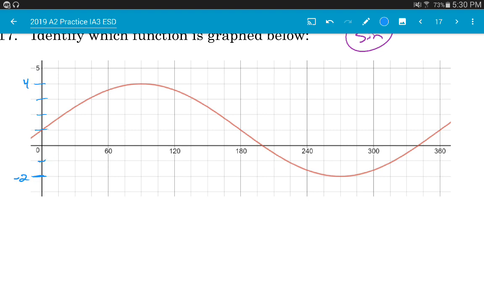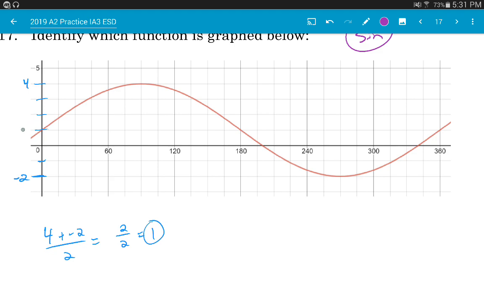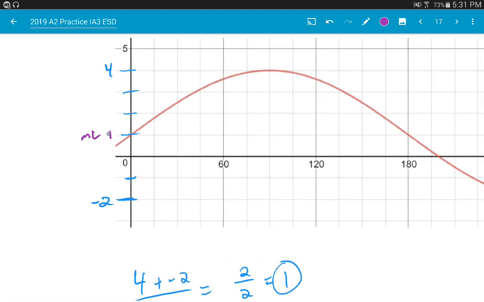So let's think, what's the middle of 4 and -2? 4, -2. Let's average those. Gets me 2 over 2 is 1. Let's see if that matches up. So if I'm saying the midline here is 1, is that really the middle? Well, 1, 2, 3 up, and 1, 2, 3 down. Yep, that's the middle. Okay, so my midline is 1, that's super important. And this is plus 3, minus 3. And what we call that is the amplitude.